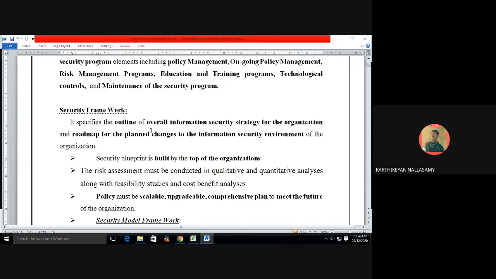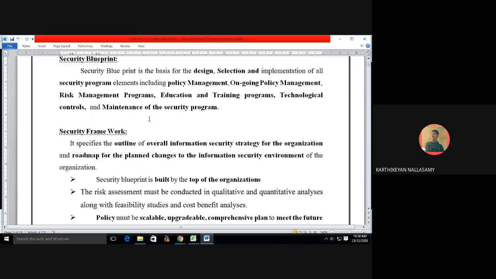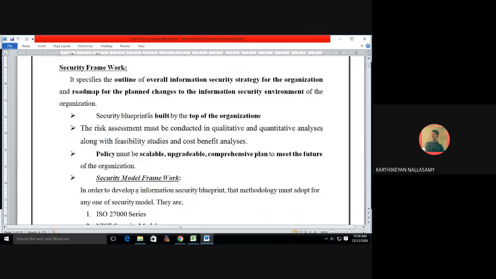In security, the major possibilities we provide are with the help of policy. The policy must be scalable and upgradable at any period of time, and it must be a comprehensive plan, so that we can meet dynamic changes in the future.